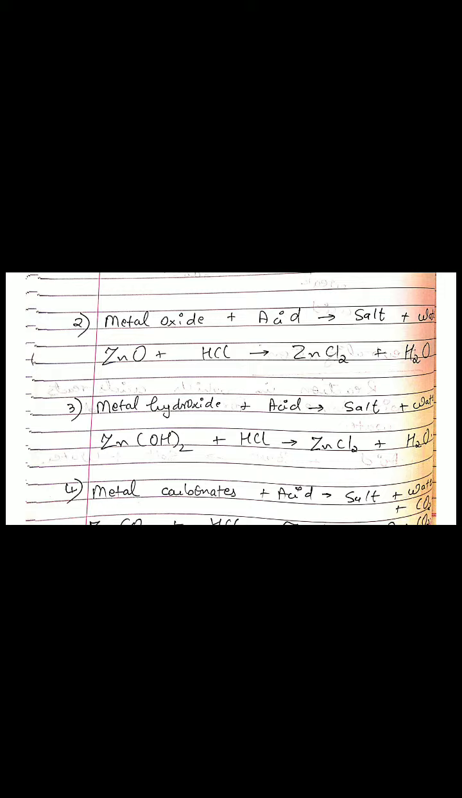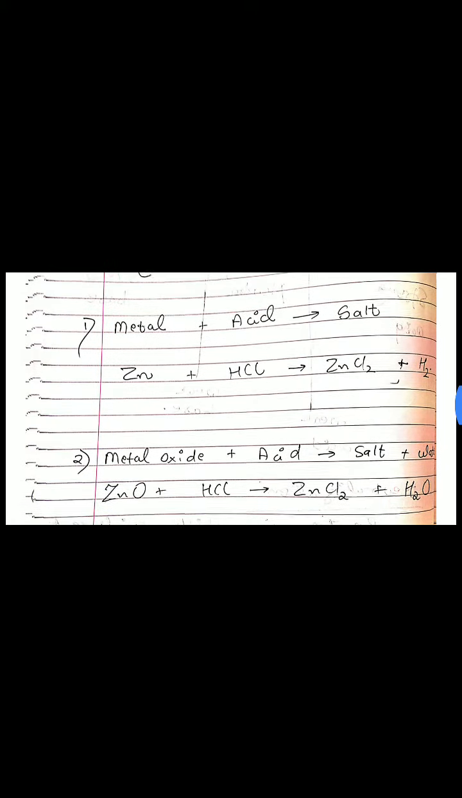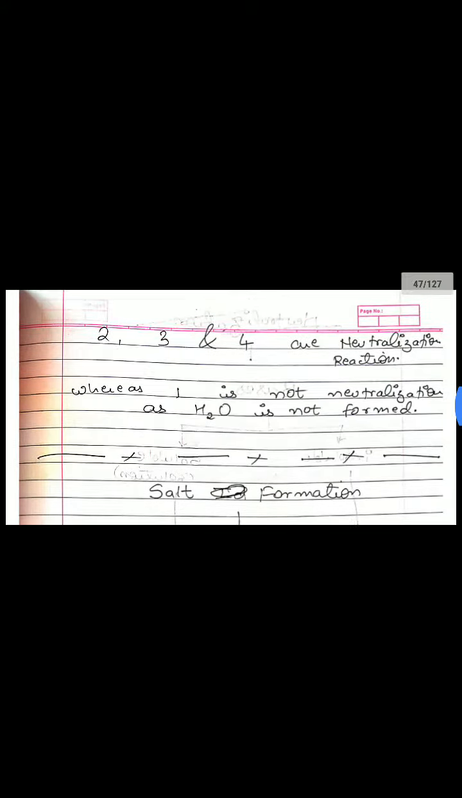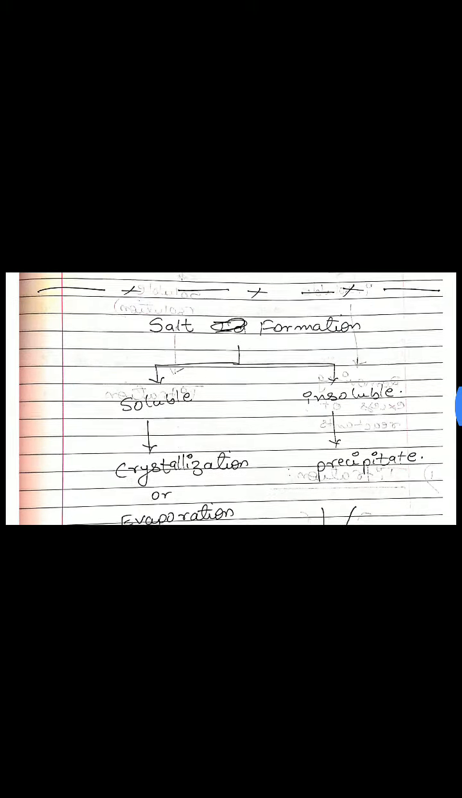Acid plus base gives you salt and water. That's a basic thing. But if carbon dioxide is also given, it's okay. But the definition says that you need to have salt and water. And yes, all these three things which are shown on the screen right now fulfill all the conditions of neutralization. Hence these three are neutralization reactions, but metal plus acid is not a neutralization reaction because it only gives you salt and hydrogen. It does not give you water. Okay, so 2, 3, 4 are neutralization reactions, whereas 1 is not a neutralization, as H2O is not formed in that case. Okay, now we find that in this process of neutralization, the product is salt.